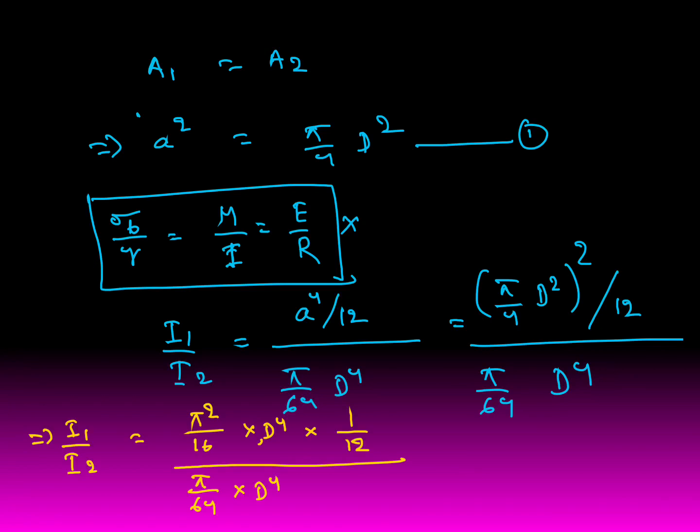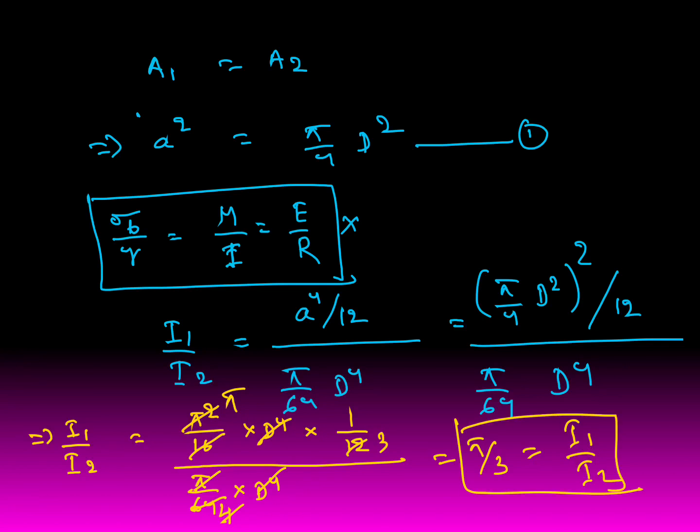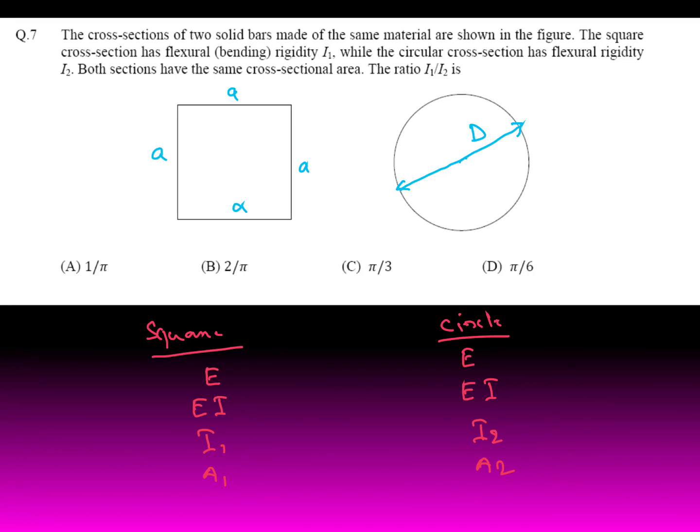D to the power 4 cancels. 16 and 64 gives 4 pi, then 4 and 12 gives 3. Finally you will get pi by 3. This is your answer, equal to I1 by I2. So C is your answer.